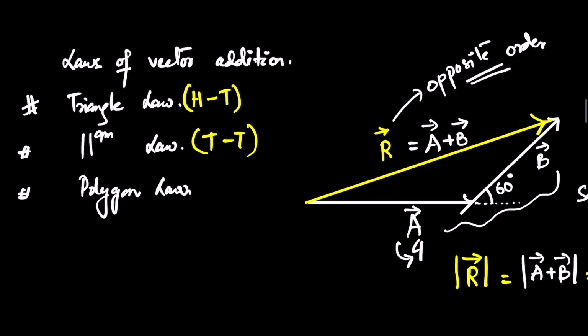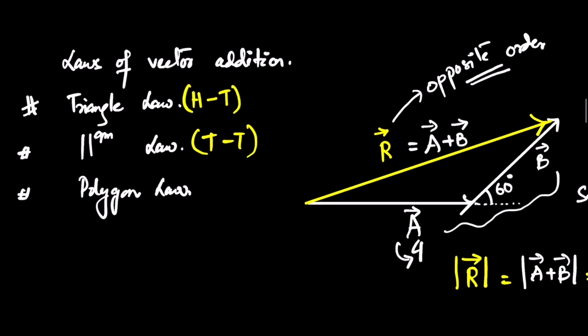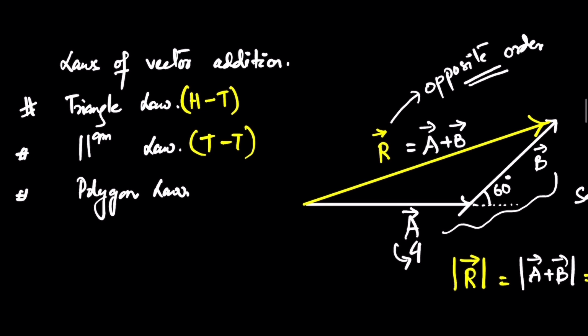So triangle law, parallelogram law, polygon law, vector addition. Now maybe we can do some problems. Let's try some problems in the next class, in the next slide. Okay, let's do that. An example problem, a live example.